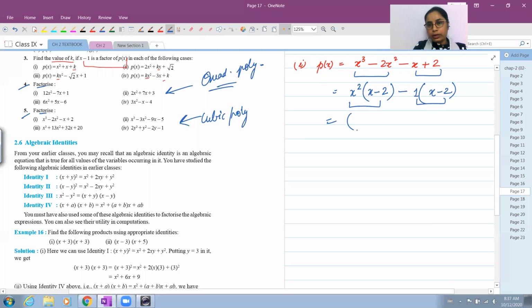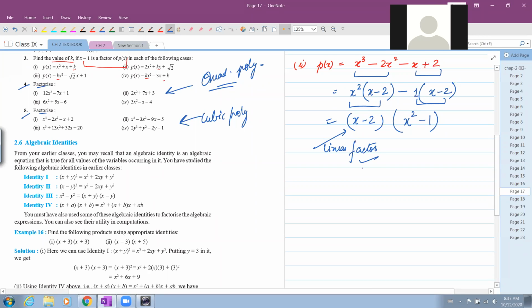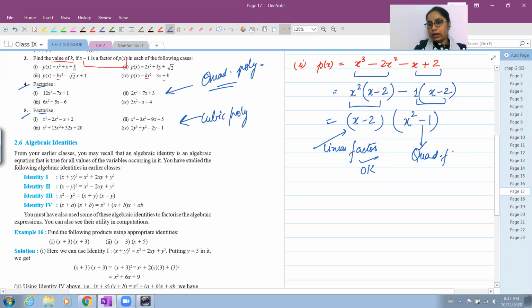And at this point, what you're supposed to do is take x minus 2 common and you'll be left with the monomials inside. Is that so? Yes. So this here is a linear factor. This is fine. Linear factor is okay. What I want to do is, this here is a quadratic factor. I would like to factorize it further if possible.